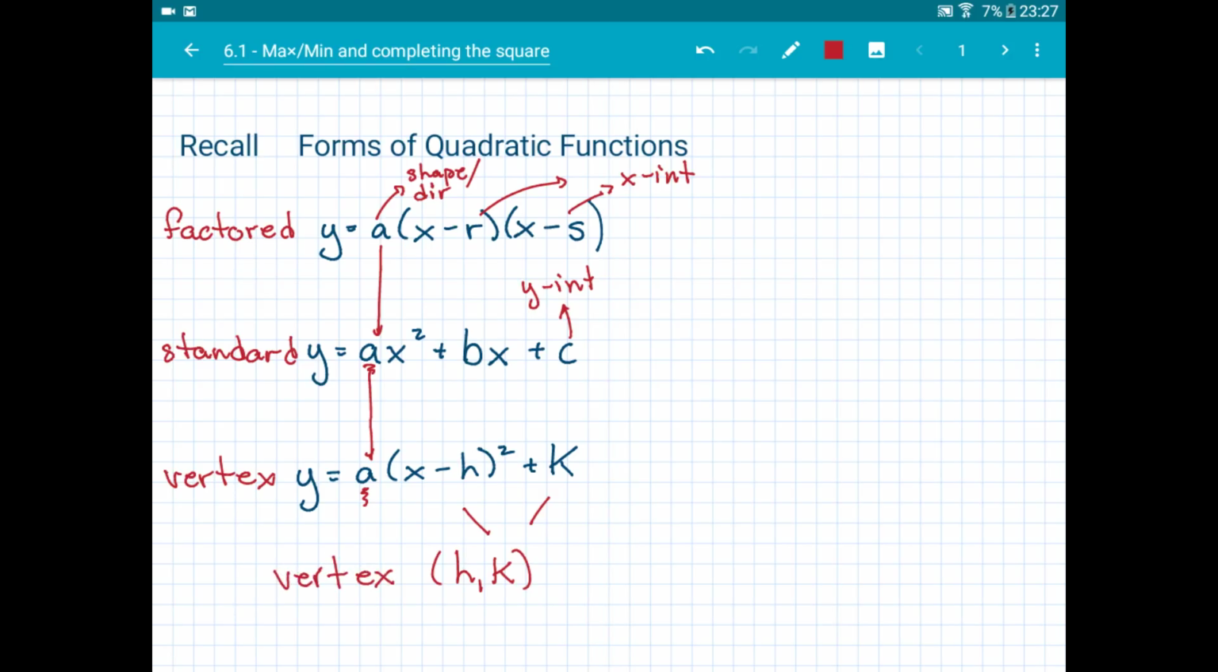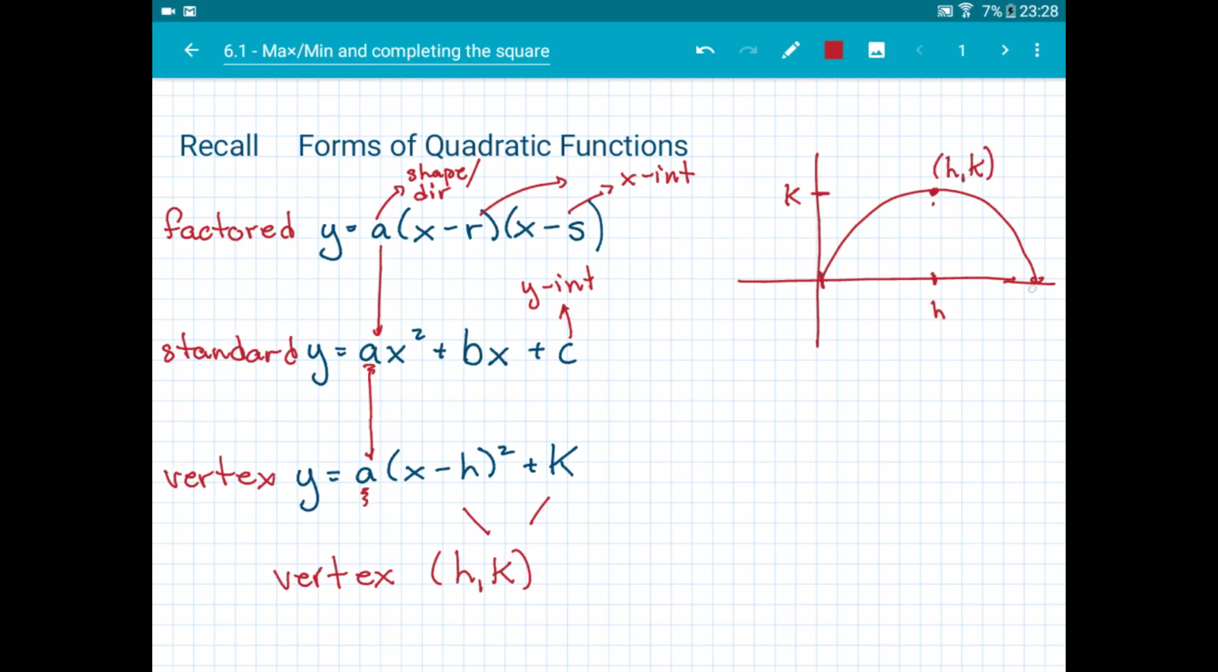Now what do you need to know in order to know what the maximum or minimum is for a parabola? So let's just think of a ball flying through the air. It's going to do something like that. And that's going to be the highest it ever gets. So that'll happen at H along the x-axis, and it'll go to a maximum height of K, giving you a vertex of (H, K).